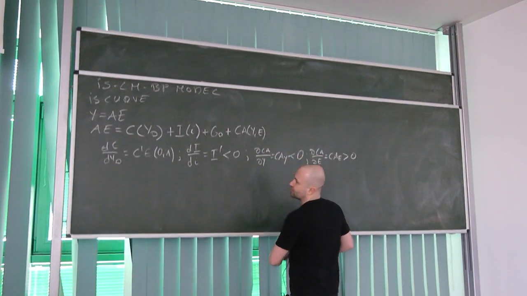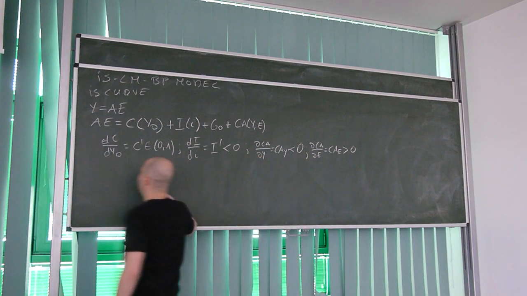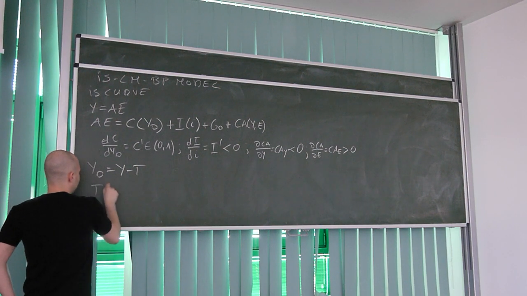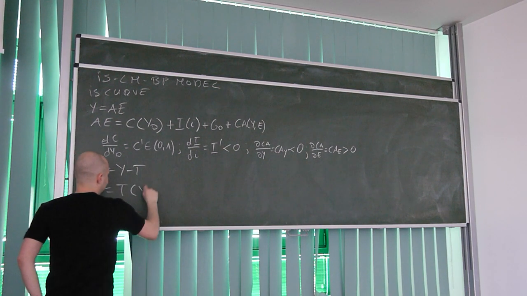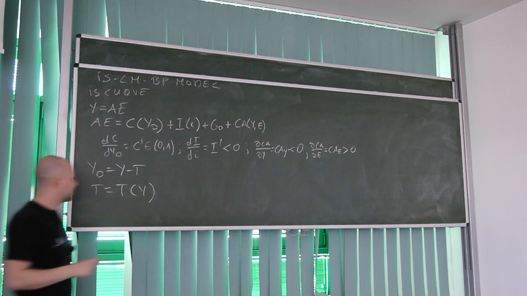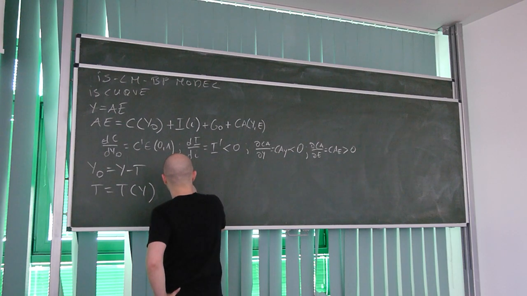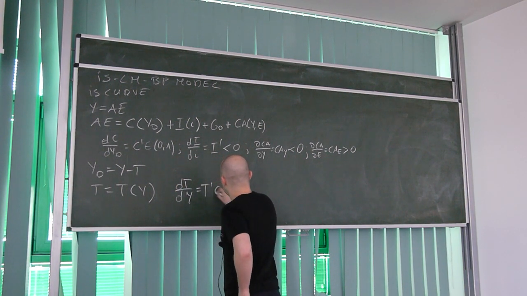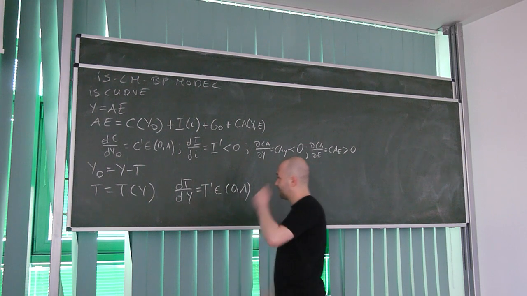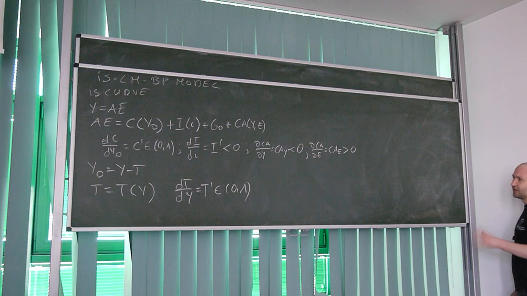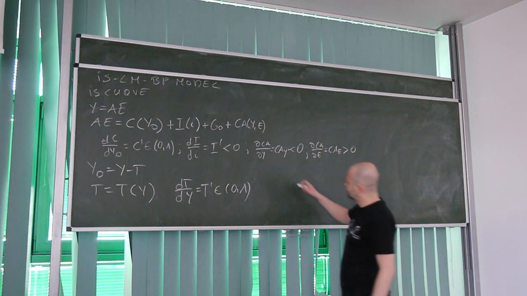Okay, then to complete the model, we have disposable income defined as income minus taxation, and taxation is a function of income in a way that the derivative of taxation with respect to income, denoted by T prime, is somewhere between 0 and 1.